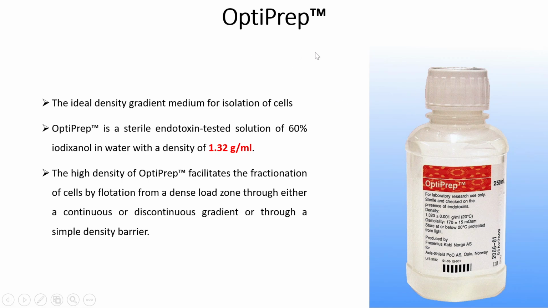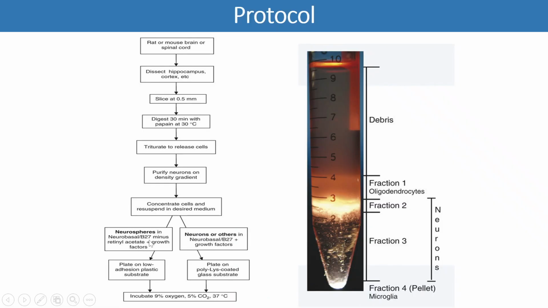So this is the OptiPrep that we use. This is an ideal density gradient medium for the isolation of cells. This is a sterile, endotoxin tested solution of 60% iodixanol in water with a density of 1.32 gram per ml. So the high density of OptiPrep facilitates the fractionation of cells from a dense load zone through either a continuous or a discontinuous gradient, or through a simple density barrier.